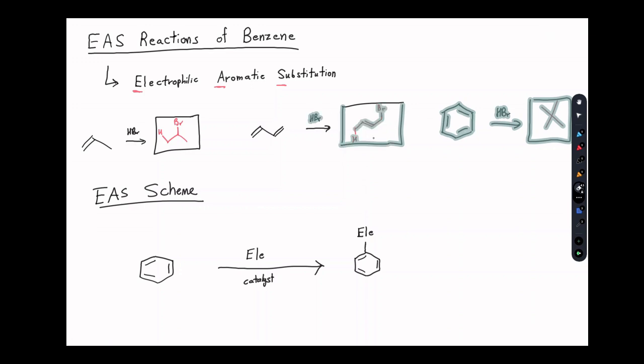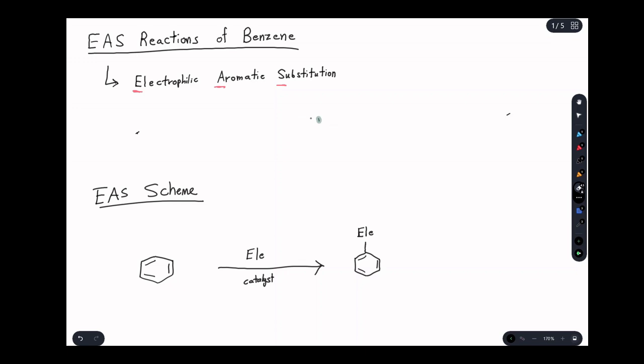How can we get benzene to react when it really doesn't want to? To do this, we need to use a catalyst. So the overall EAS scheme looks like this.